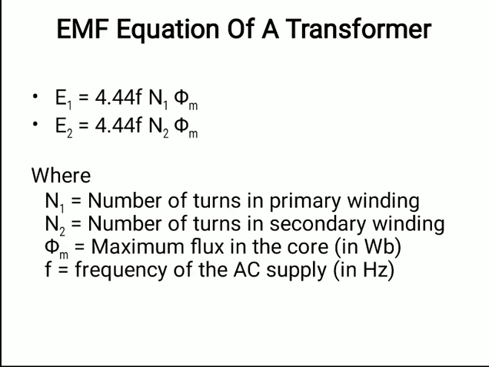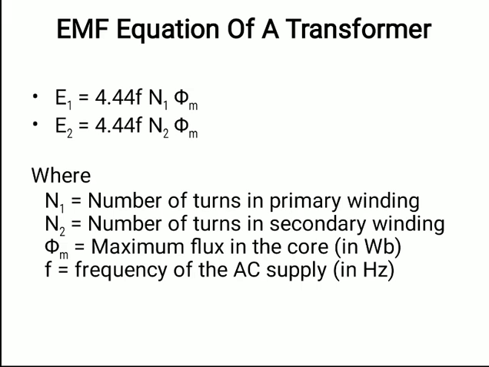Here the meaning of each notation is also given, right? Where N1 is the number of turns in the primary winding, N2 is the number of turns in the secondary winding, phi m is the maximum flux in the core in Weber. What do you mean by Weber? It is a unit of flux. And f is the frequency of the AC supply in Hertz. Hertz is a unit of frequency. So this is the EMF equation of a transformer.